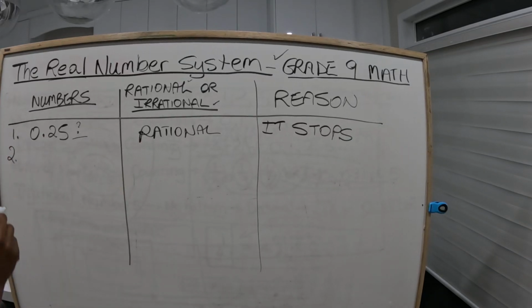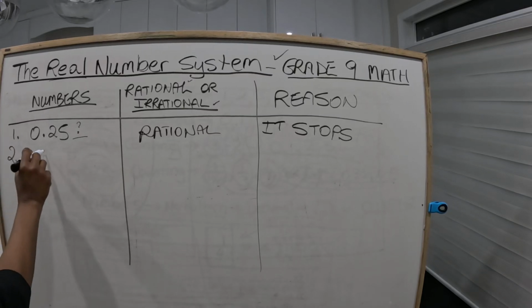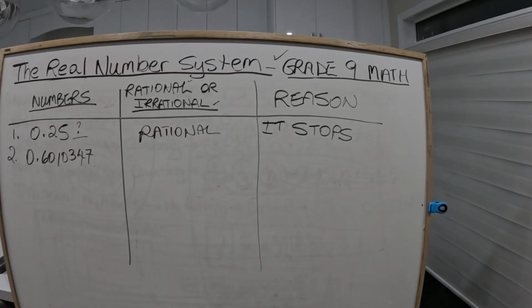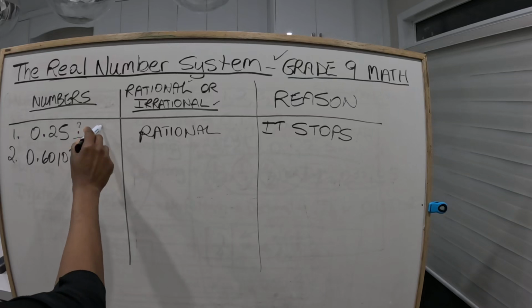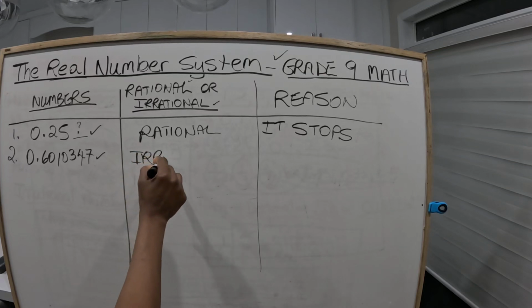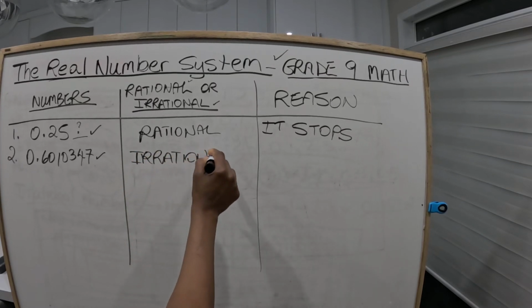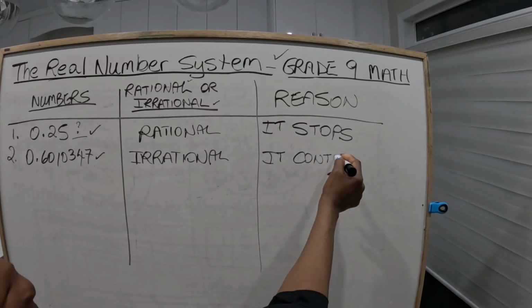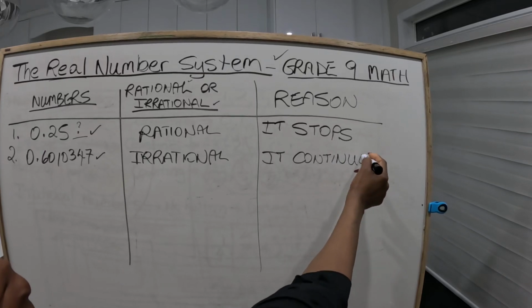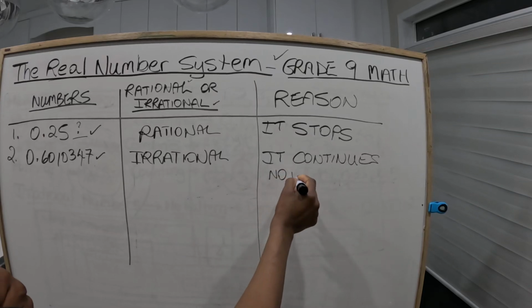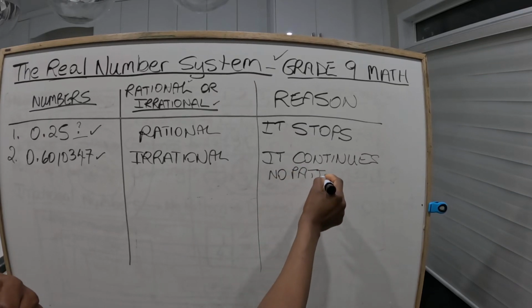Number 2. 0.6010347. If rational means it stops, this would be the opposite. So this is irrational. And the reason why it's irrational is because it continues, and it continues to infinity. As another thing, there's no pattern. So two things: it continues and there's no pattern.